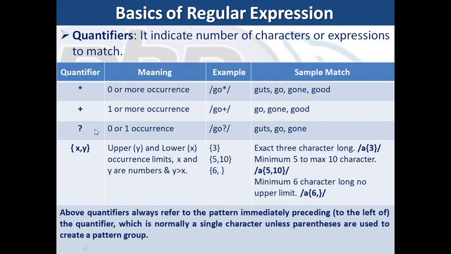Question mark. It means zero or one occurrence. "go?": exactly zero or one, not more than one occurrence. So it should validate goods, go, gone, but it will not validate good. So let us take it on the browser.